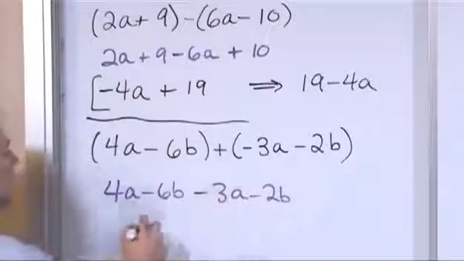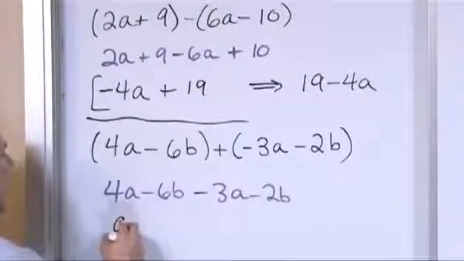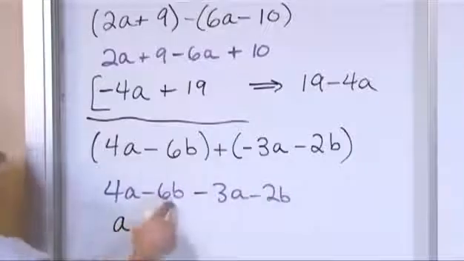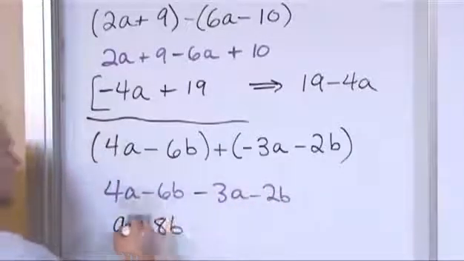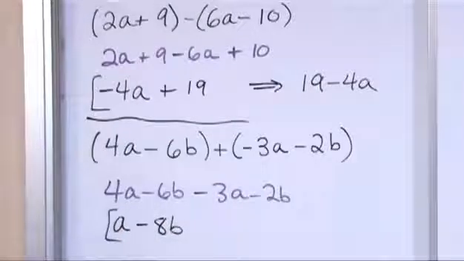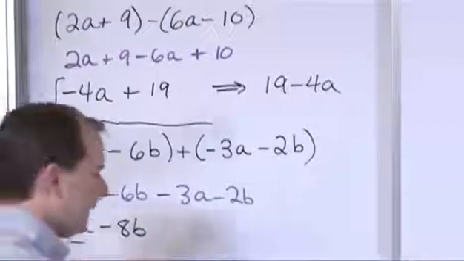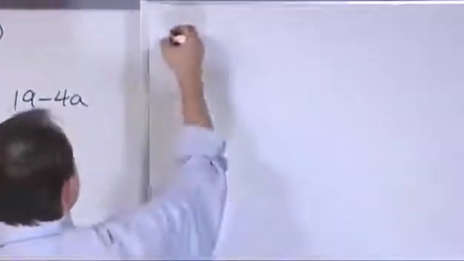4a and minus 3a is going to give me positive 1a. I'll just write that as a. Negative 6b minus 2b is negative 8b. So you have a minus 8b. And that's the answer. So these are really not getting much more complicated. It's just maybe, you know, a few more things to think about.